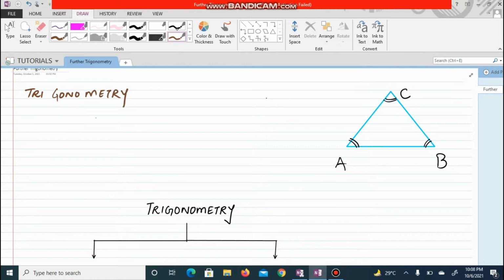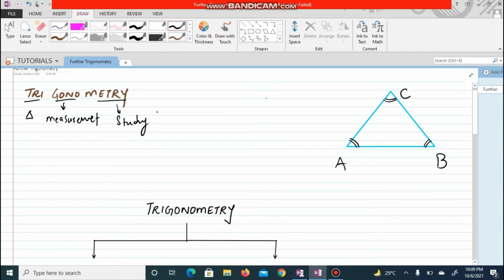So let us start with the definition first. The word trigonometry has three syllables in it. The first one is tri, which means a triangle. Gono is Latin for measurement, and then you have metry. Metry is Latin for study. So if you put together all the syllables, it gives you the study of the measurement of triangles.